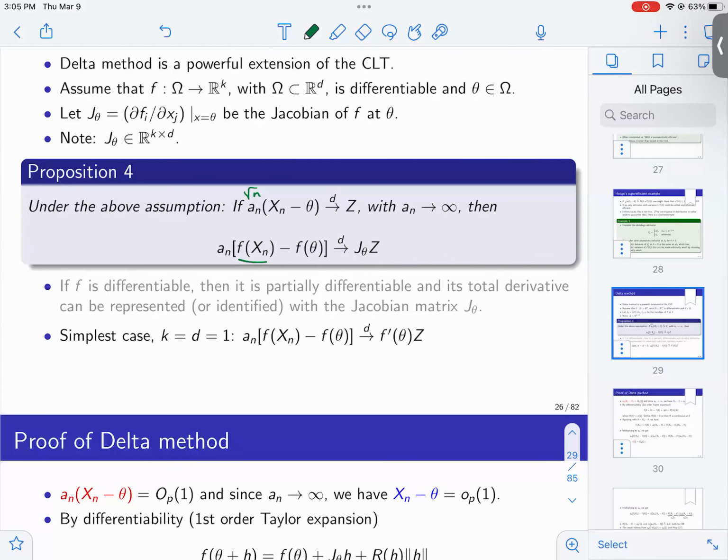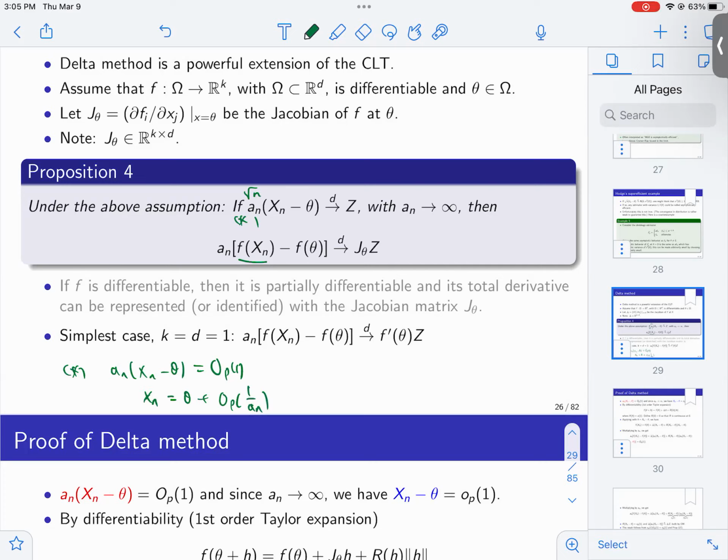If the function is differentiable, it's certainly continuous, so we know that it converges. First, I should mention that the consequence of this is that X_n converges to theta in probability. So if this is the case, we know that a_n(X_n - theta) is big O_P(1), because it converges in distribution. Then X_n is theta plus, dividing both sides by a_n, O_P(1/a_n).